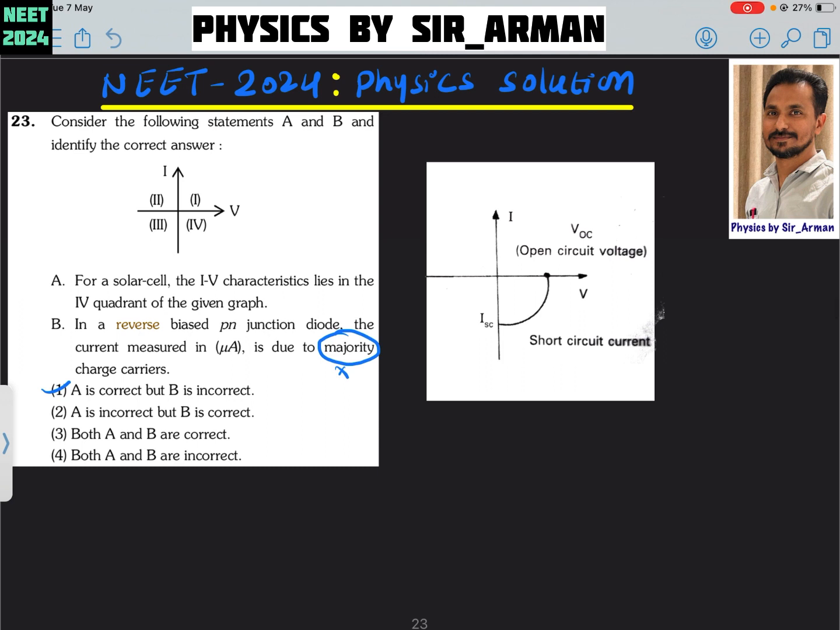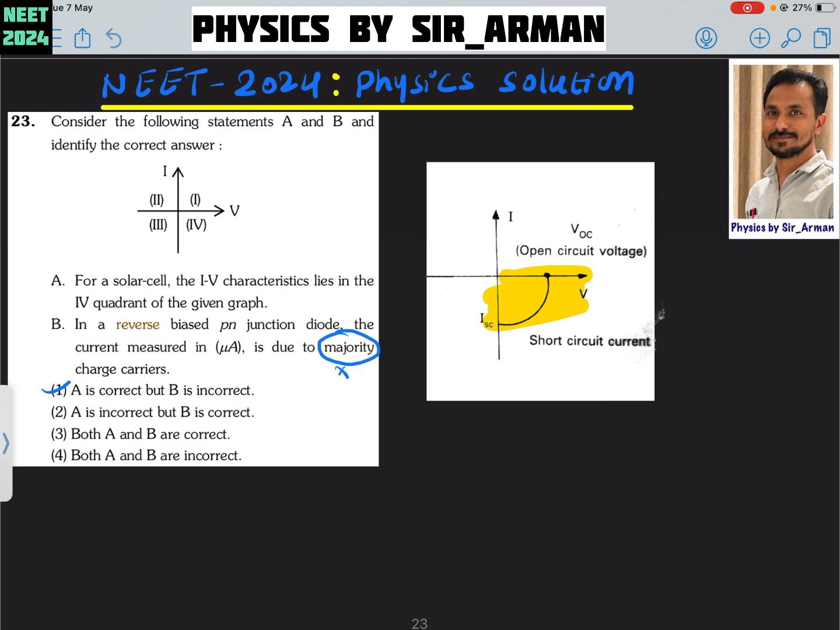Question number 23. Consider the following statements A and B. For a solar cell, IV characteristics lie in the 4th quadrant. Here the IV characteristics of a solar cell is given, which is as per the textbook. We are not going into the depth, but you can see this is the IV characteristics of the solar cell, and here it has occupied the 4th quadrant.